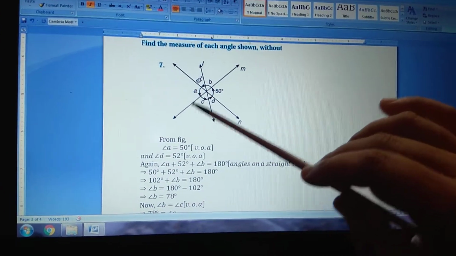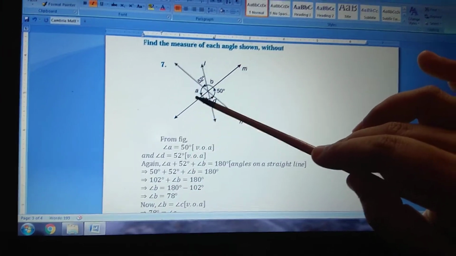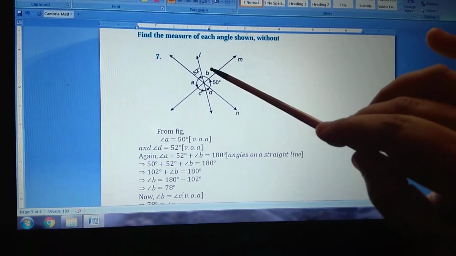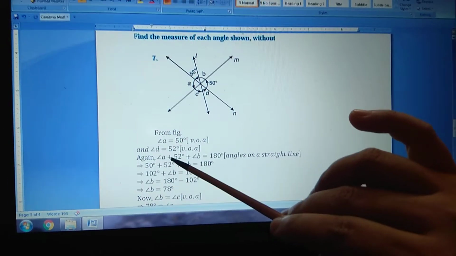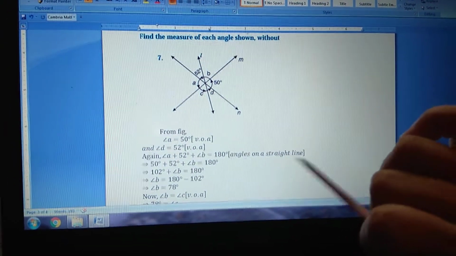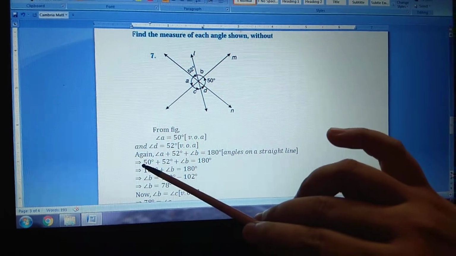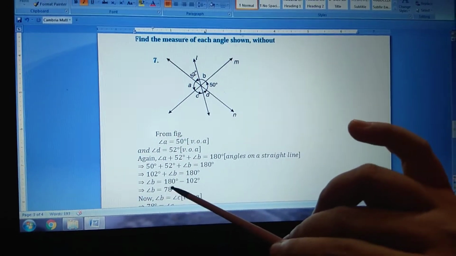Now if we look at the line M, on the line M there are 3 angles: A, 52 and B. So their sum will be 180 degrees, angles on a straight line. So angle A plus 52 plus B equals 180 degrees. A's value we have got beforehand as 50, this one is 52, and B. We have added up and we have got the value of B.